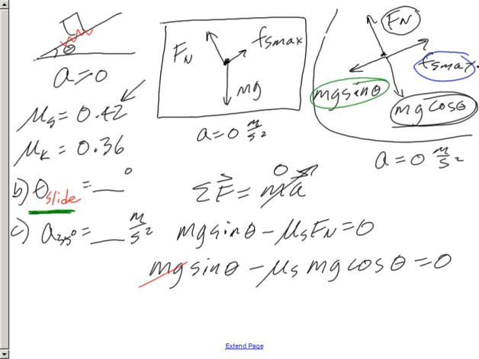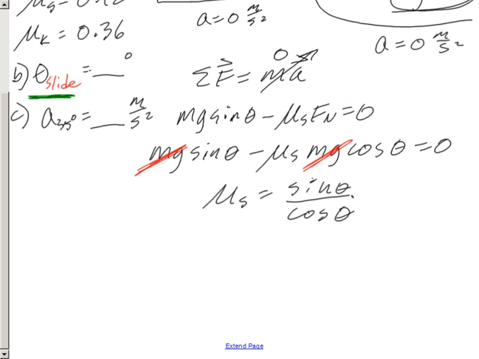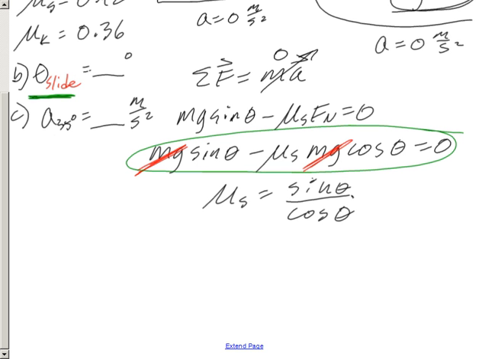Now we can see that the mg's will cancel. So these two guys will disappear. They won't go to 0, they'll just cancel. When you send something to 0, you put an arrow and a 0, we're just canceling here. So you can easily see then that mu static is equal to the sine of theta over cosine of theta. And this is a pretty cool problem because all of this mess here suddenly turns into something very simple, which eventually reduces to mu static equals tan theta.